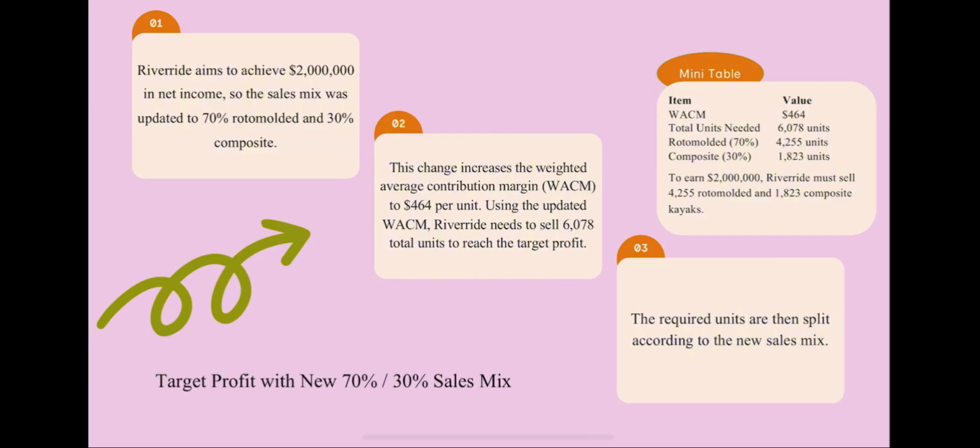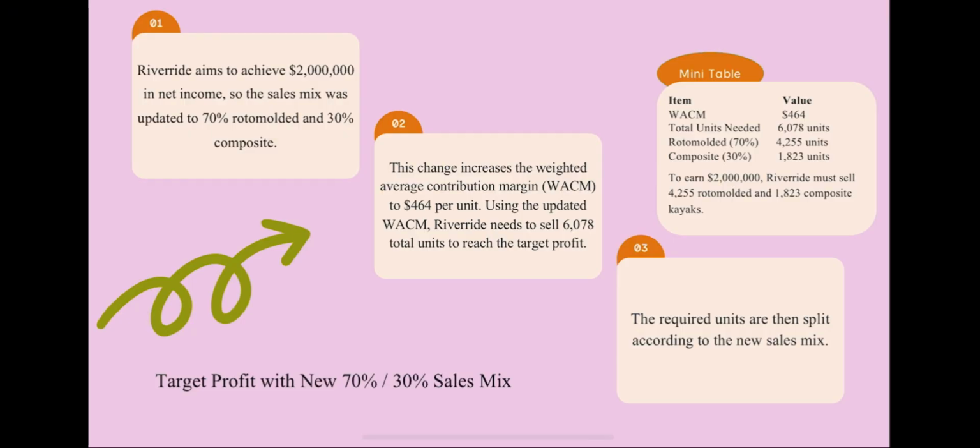To start with requirement 3, the company changes its sales mix to 70% rotomolded and 30% composite kayaks. This shift is important because each product contributes differently to profit. When we apply this new mix, the weighted average contribution margin increases to $464 per unit, which gives Riverride a stronger overall margin.